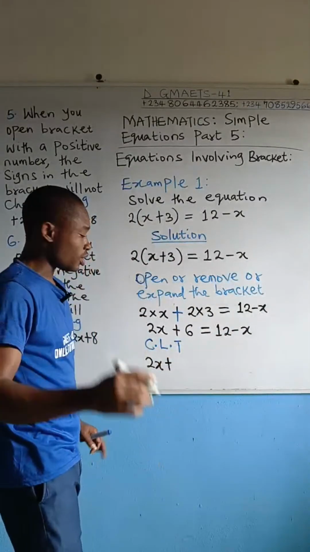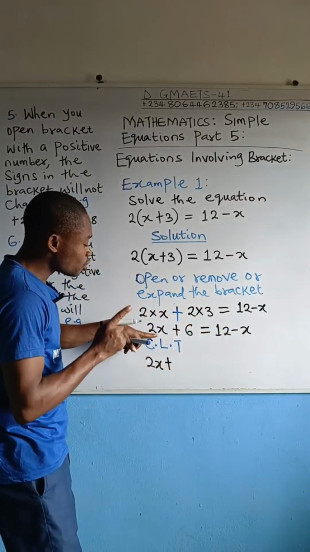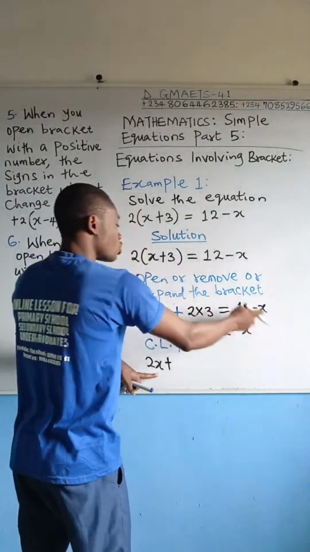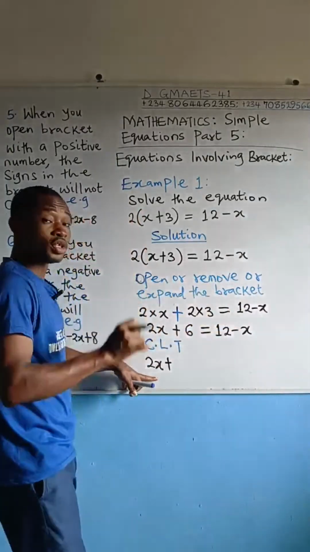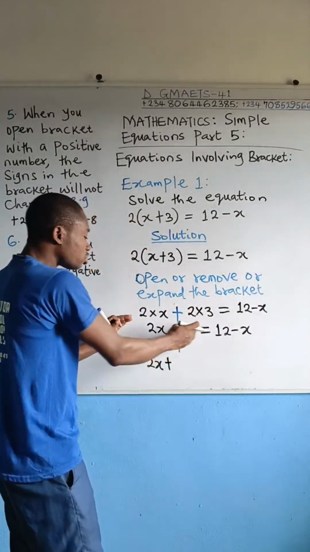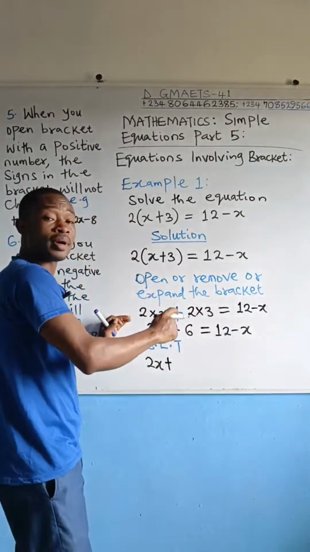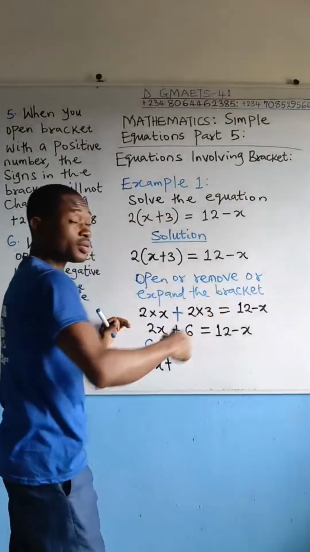Look at what I have done. I am bringing all the alphabets to the left-hand side. So that is why when I wrote 2x, the next thing I had to do was to bring this minus x to the left. If the minus crosses equal to, it will change to plus x. Then this 6, I will not write it on the left. That 6 is a pure number. It is a like term of this 12, a pure number. So I will take that 6 to the right-hand side.